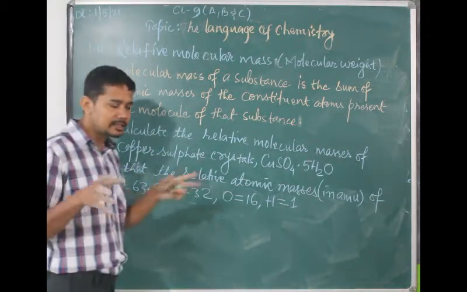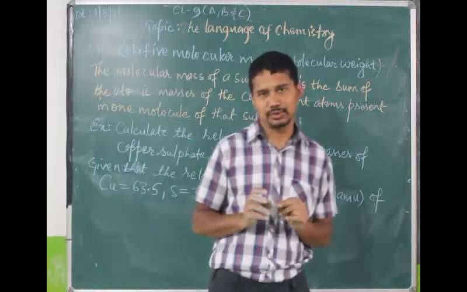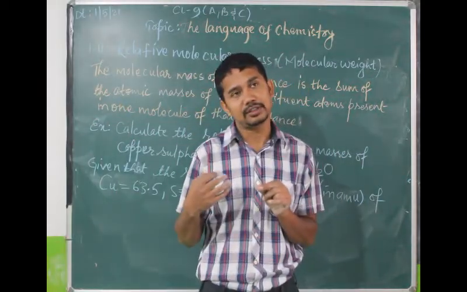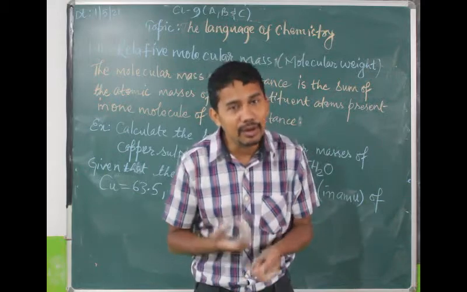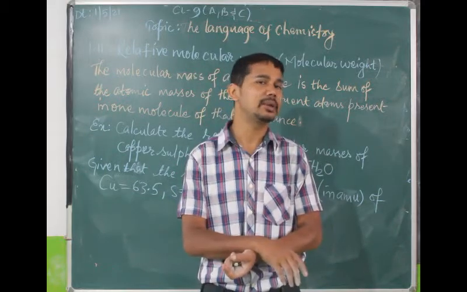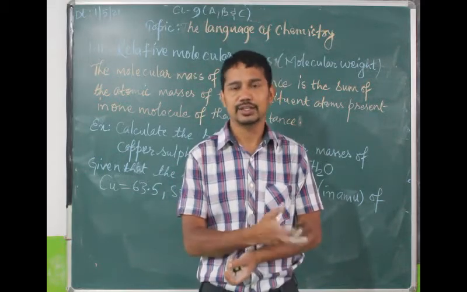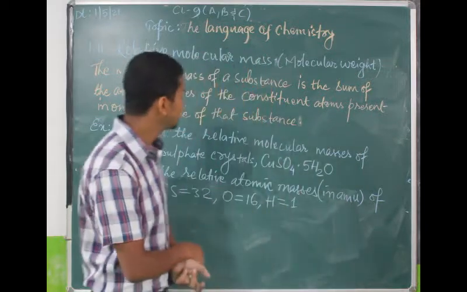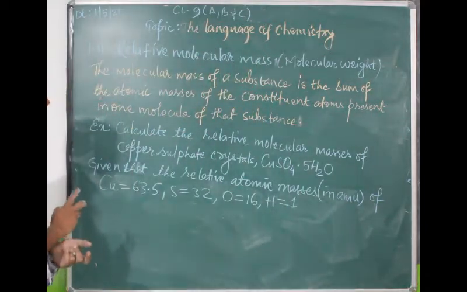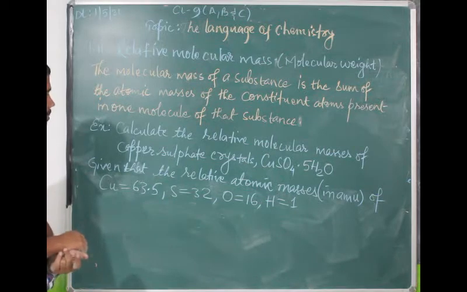So, it is the sum of the atomic masses of all the atoms present in a molecule of a substance that is its molecular mass. Now, today we will be learning how to calculate relative molecular mass.